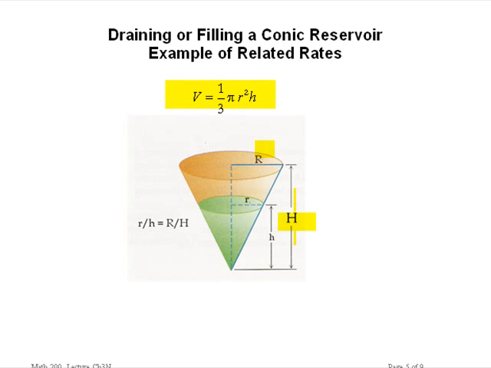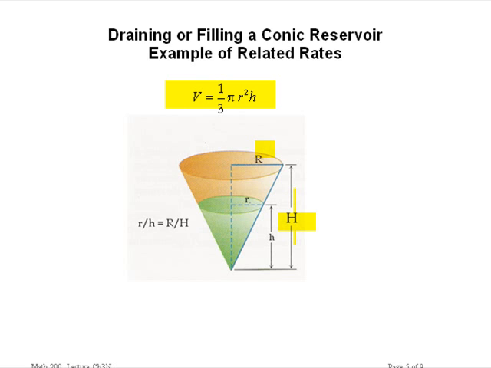Okay, so here's this conical reservoir. This is the volume. The volume is 1/3 pi r squared times h. r is the radius at the height of the fluid level. h is the height of the fluid level. Now what changes in time in this equation? The volume does, the height does, and the radius does. Three things change with time.